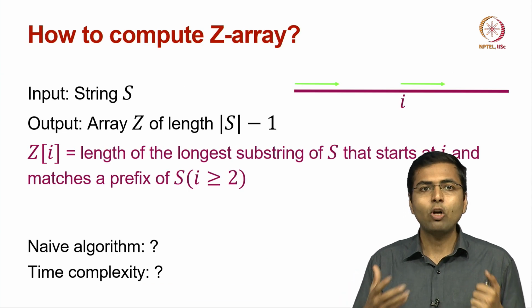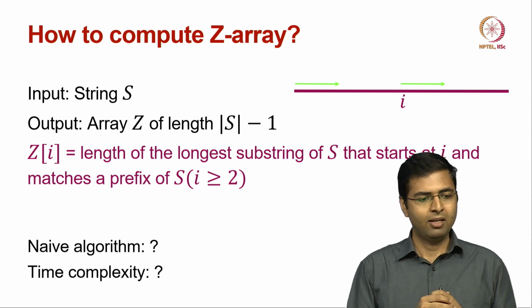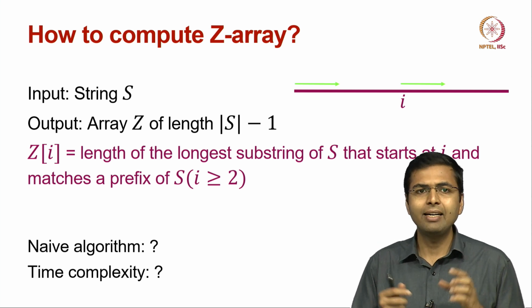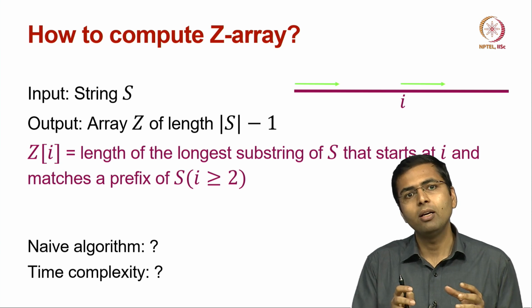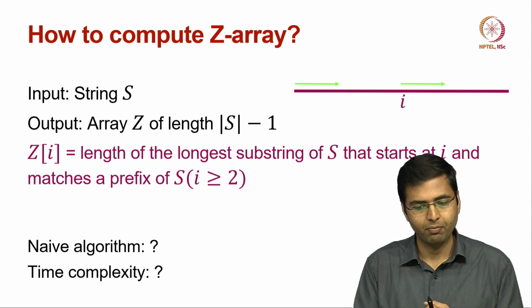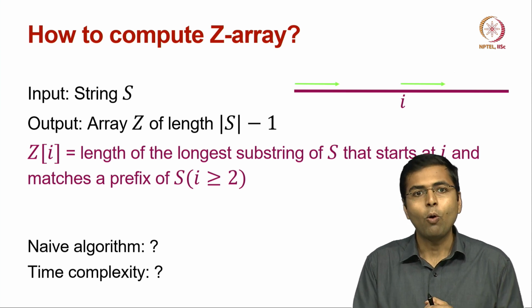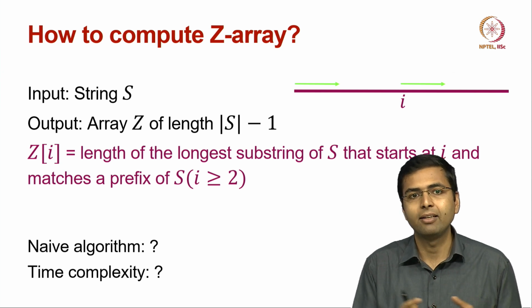So the next obvious question now is, how do we compute the Z array? Let's consider it as a separate problem. Suppose you have a string S and the goal is to compute the Z array, which has |S| minus 1 values. What would be the easiest algorithm to compute it?